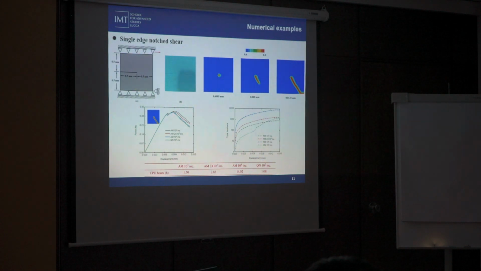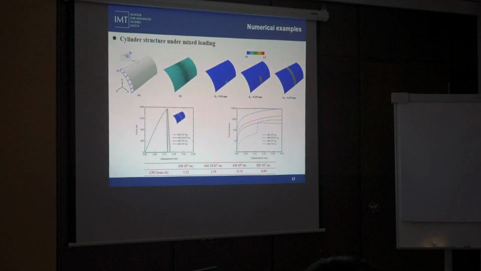So we can say the Newton monolithic solution scheme is much more efficient than the staggered scheme. Another example here is the cylinder structure under mixed loading. So you see the schematic diagram here. There's a notch in the middle of the specimen, and a vertical loading is applied to the notch. At the same time, there's a tensile loading applied to the frontal end of this structure.